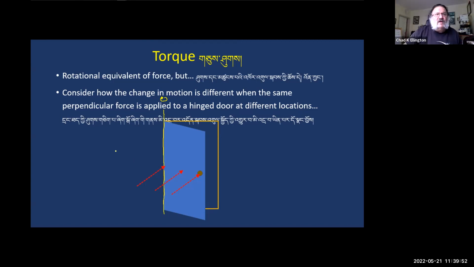A symbol we often use for torque is this lowercase tau. And you can probably recognize that if you press against something harder to get it to rotate, you'll notice it will rotate faster. So that means that torque is probably proportional to the force you apply to it.